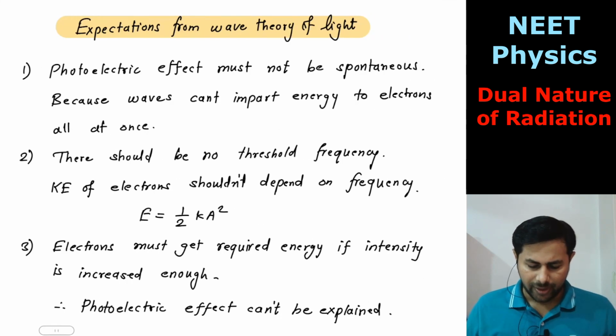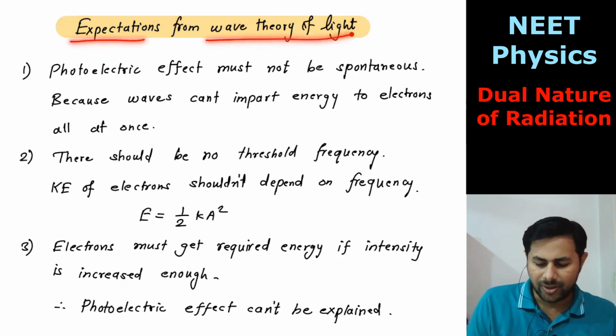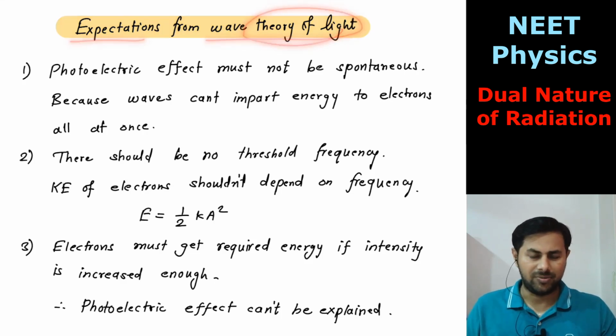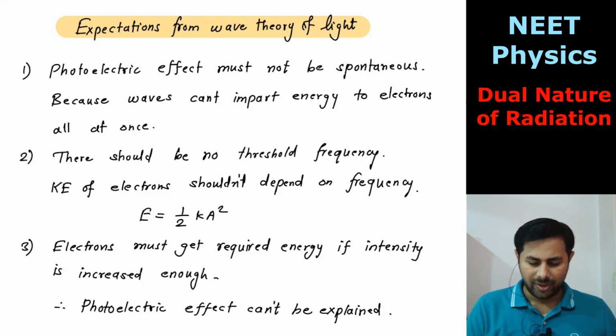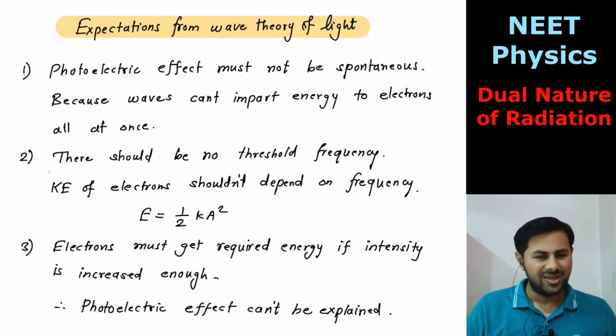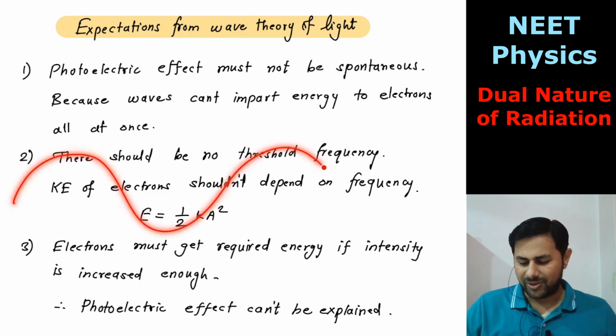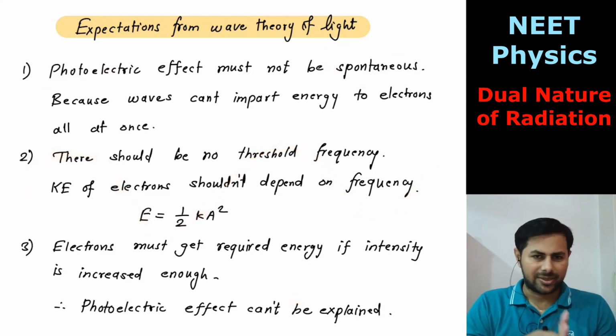All right, so now what do we expect from the wave theory of light? This is important. What do we expect from the wave theory of light, and how are our expectations not matching with these observations? So the photoelectric effect must not be spontaneous. Why shouldn't it be spontaneous? See here, suppose this is a wave. It strikes an electron.